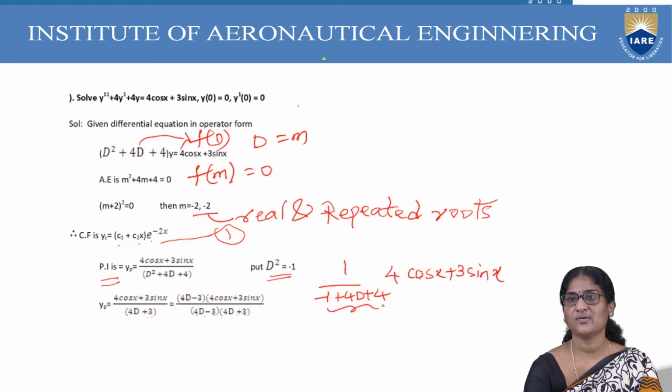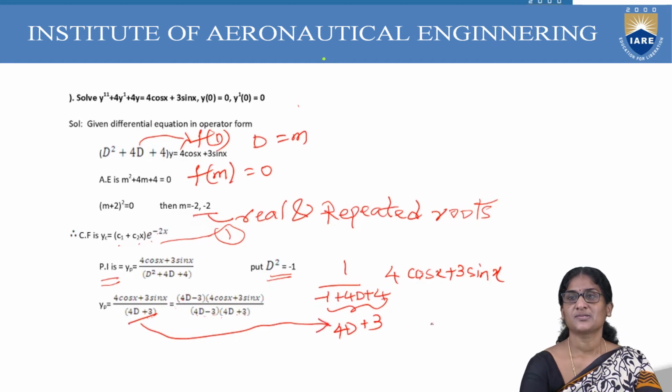And what is this value equal to? That is 4d minus 3. That's how I got this value, 4d plus 3. Okay, so I got it.